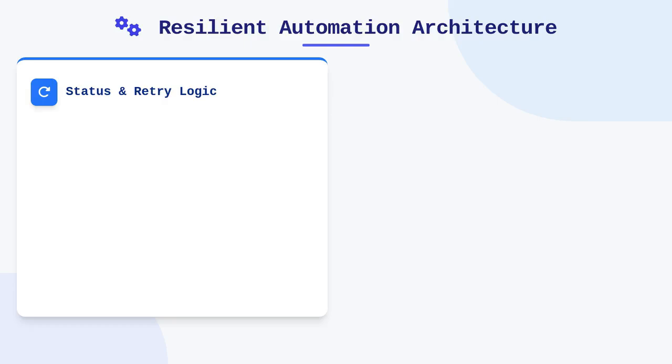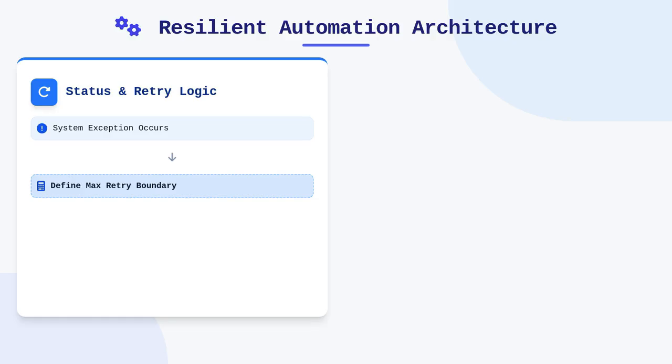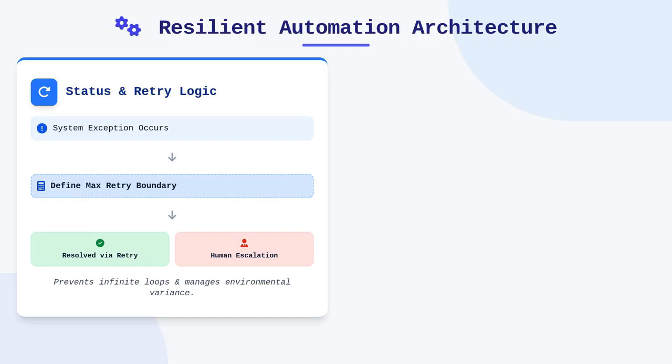Status tracking and retry logic configurations form the backbone of a resilient automation. When you define the maximum number of retry attempts for system exceptions, you are essentially establishing a boundary for how much environmental variance your process can tolerate before it escalates to a human operator. Providing a sensible number here prevents infinite loops in cases of transient connectivity issues, while ensuring that valid issues are logged as deferred or marked with an exception.